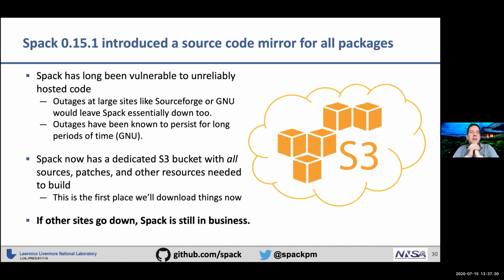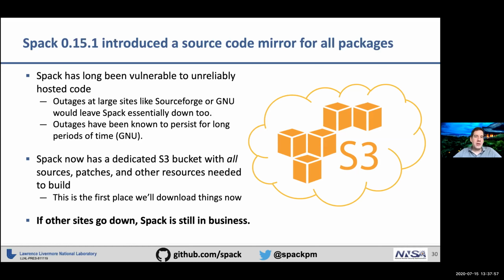The other thing in 0.15 that we've added is we've introduced a source code mirror. So if you've been using Spack for a while, you may have noticed that the packages tend to download from authoritative sources. Some of them have mirrors in them, like the GNU ones, but big outages would cause Spack to not work. So if SourceForge goes down, if the GNU mirror goes down, you would just get an error fetching and you couldn't fetch your tarball.